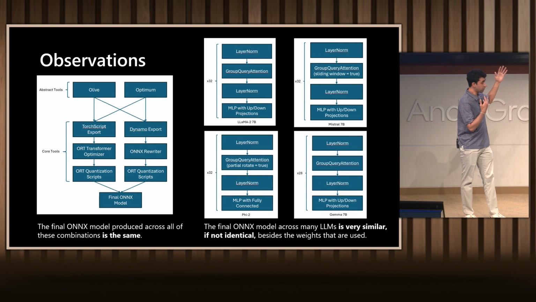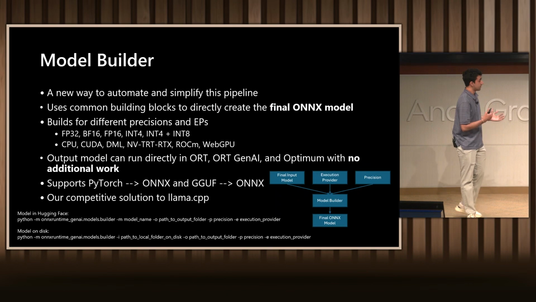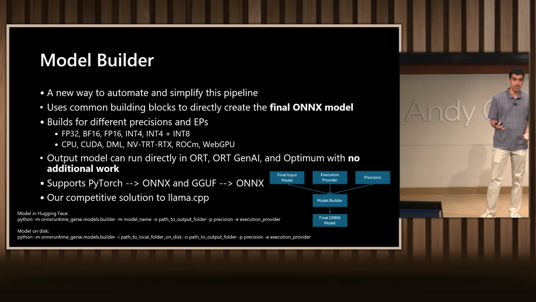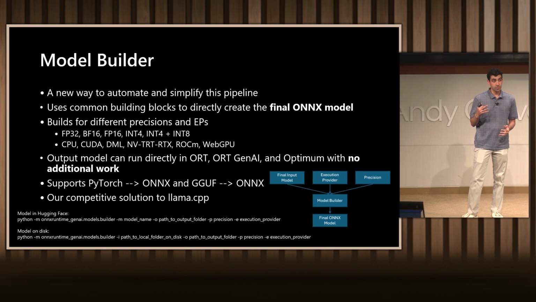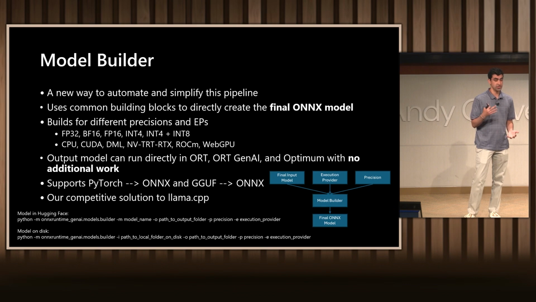So if we know what the final ONNX model should roughly look like, why can't we just go from our original source model to that final ONNX model and skip all those intermediate steps, since we know what the final output should look like? And that's where the model builder comes in. It's a new way to automate and simplify this pipeline, and it uses common building blocks to directly create the final ONNX model. And it builds for various precisions, different EPs.